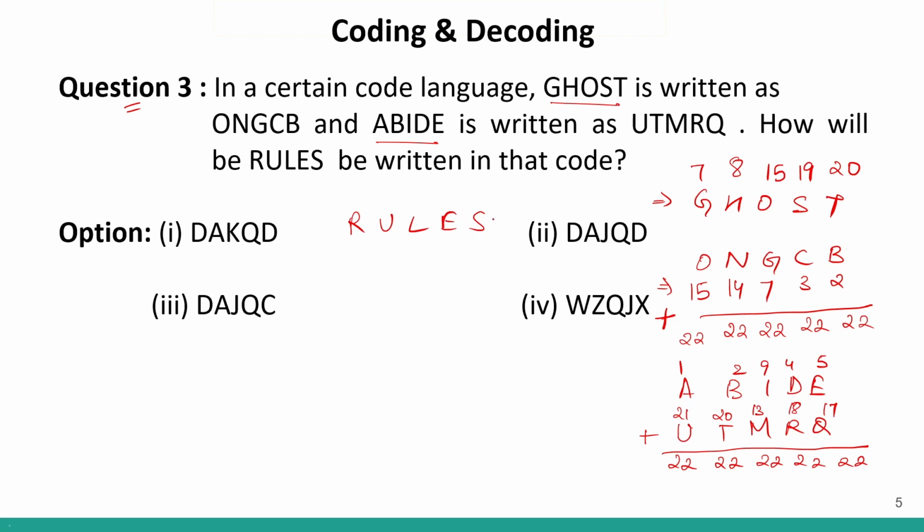RULES. What are the forward ranks? R is 18, U is 21, L is 12, E is 5, and S is 19. So now I have to make it 22 in each case, right? I have to make it 22.